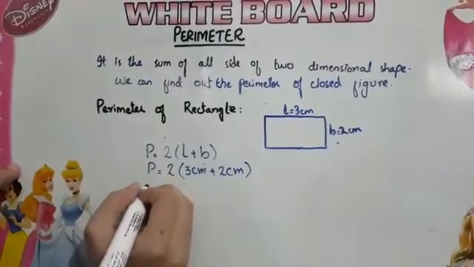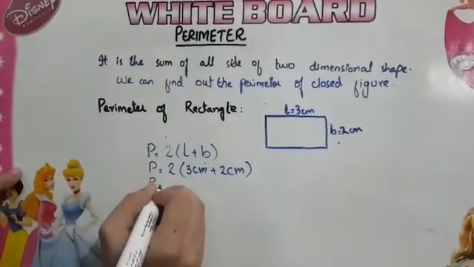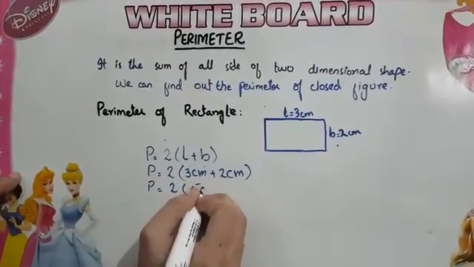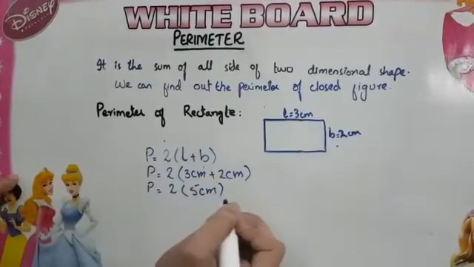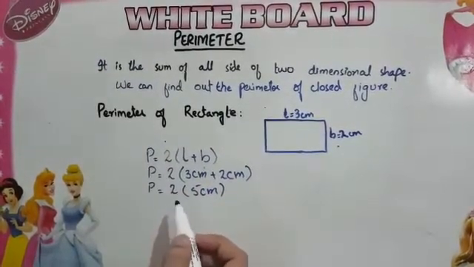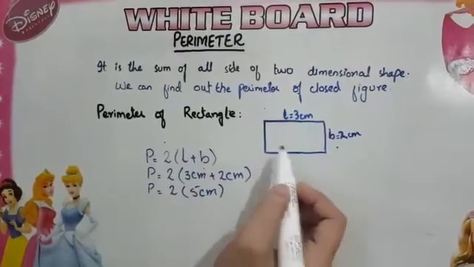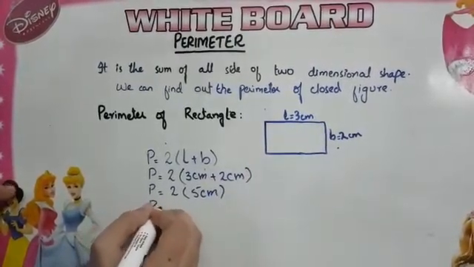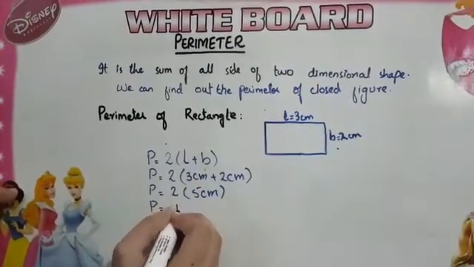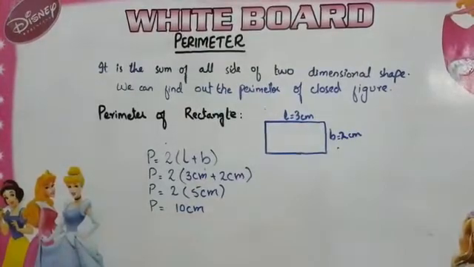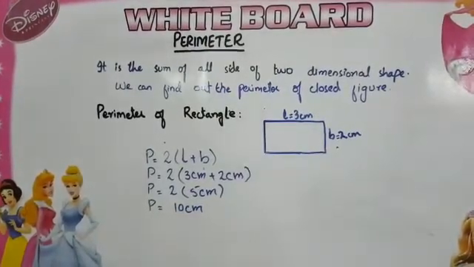Firstly, we add the length and breadth. Write 2 as it is. 3 plus 2, 5 cm. Then we multiply by 2 because each opposite side of a rectangle has the same length. 2 5s are 10. Write centimeter because the unit of perimeter is centimeter.